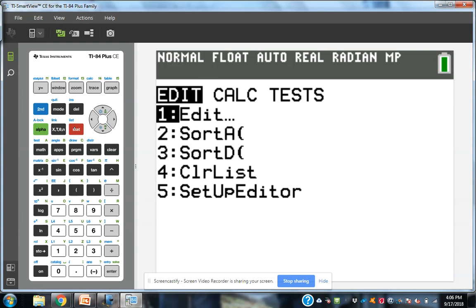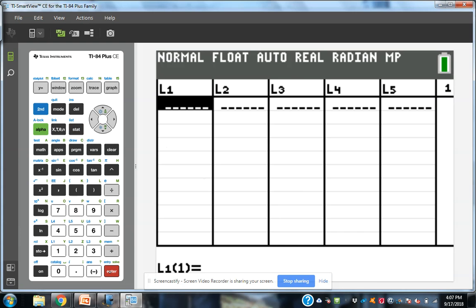Okay, now we're going to hit stat. We're going to go to edit and edit. And we should be able to get to this place where we would put those lists in. In list 1, we're going to put the X values. In list 2, we're going to put the Y value that goes with them. So the X values are 3, 5, 7, 9, 11, and 13.